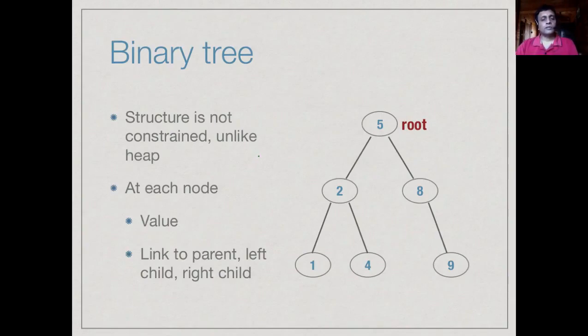So just in terms of terminology, the root is the topmost node, has no parent. The leaf is any node which has no children. And at any given point, if we look at a node, then it is the parent of its left child and its right child.